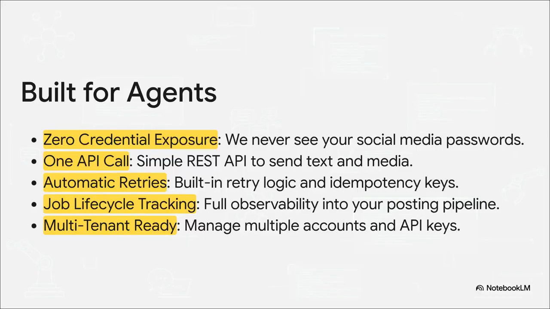And this right here is so important. These features really hammer home that this is built for agents, not for humans clicking around a dashboard. It's an API through and through. You've got stuff like automatic retries and idempotency keys, and you know how crucial that is for automation, right? It prevents those infuriating errors like posting the same thing twice. And then you see features like full job tracking and multi-tenancy.